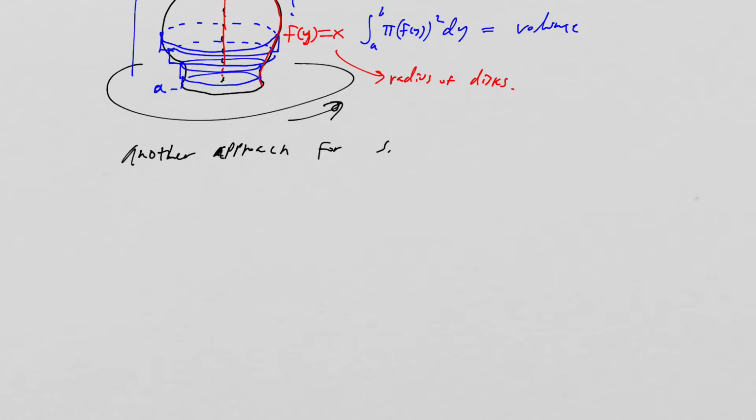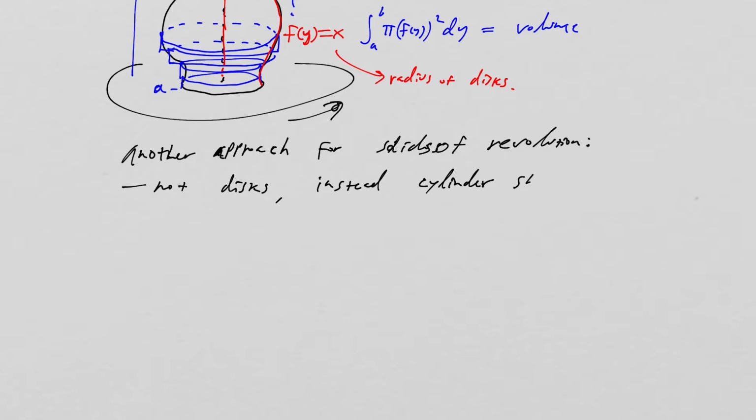For solids of revolution, what is this other approach? Well, we're not going to do discs. Instead, we're going to do cylinder shells. So what are we talking about here?